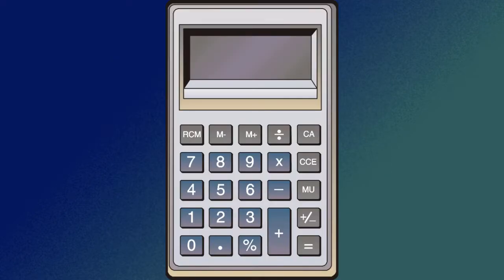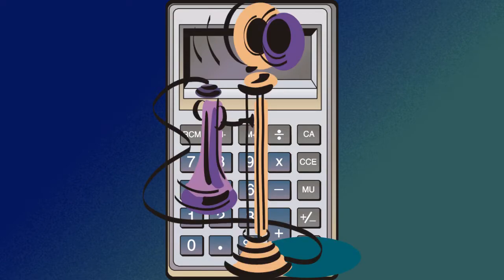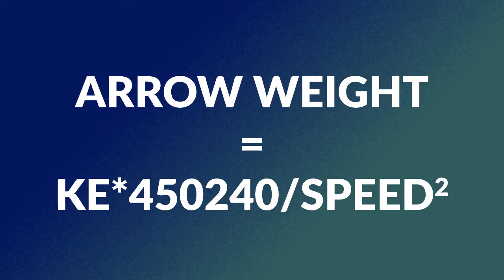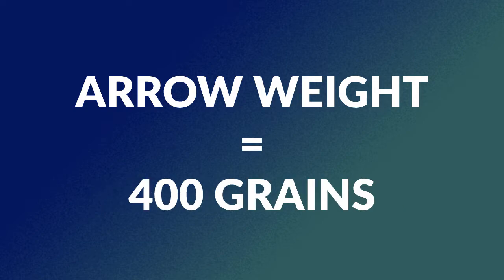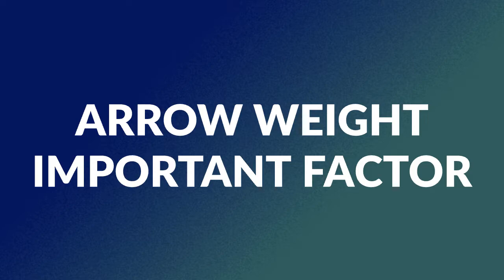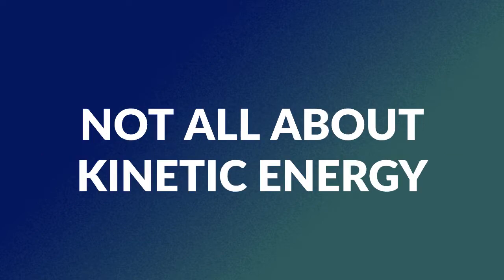You can quickly figure out the arrow weight by using the calculator app on your phone and calculating the arrow weight like this. Arrow weight equals KE times 450,240 divided by the speed squared. Arrow weight's 399.98 grains, so let's round it to 400 grains, and the arrow weight is an important factor. But it's not all about kinetic energy.